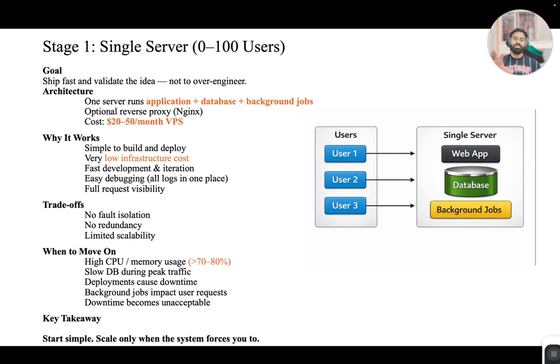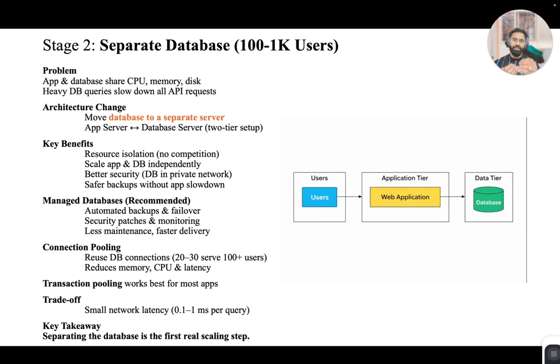So I hope you understand the very first stage, and this is how you have to start in the interview. You have to explain the first stage with 0 to 100 users, where everything is in a single server. And then gradually you have to say, now if the users increase from 100 to 1,000 users, right? Then we will go to stage 2, where we will try to separate the database.